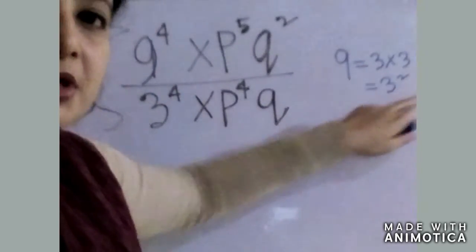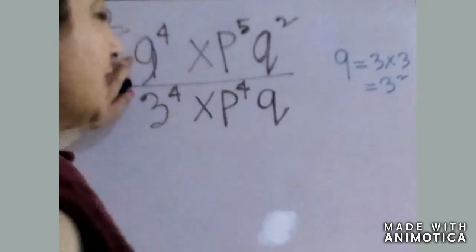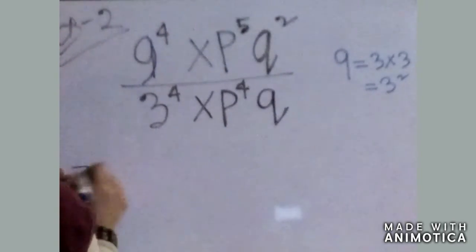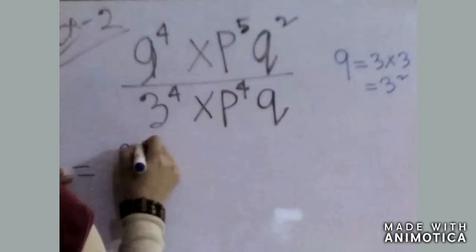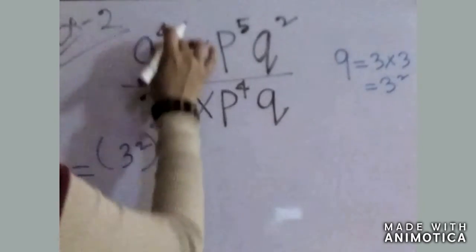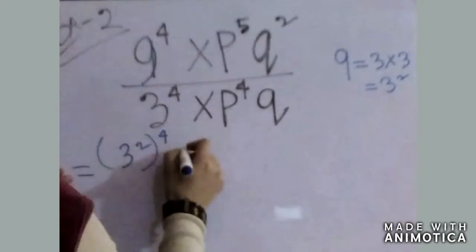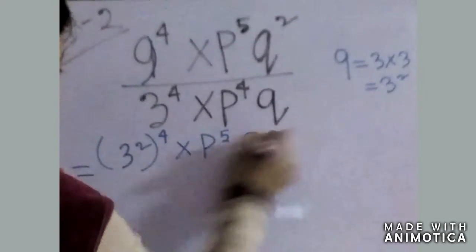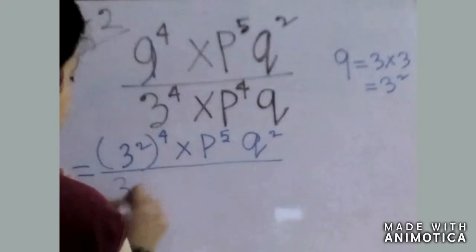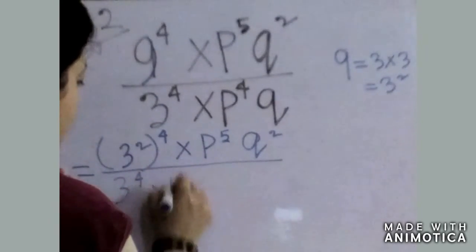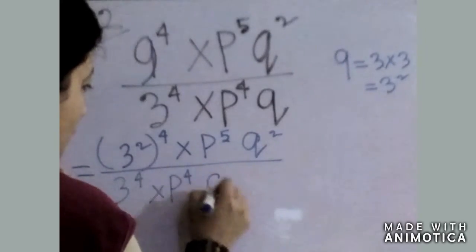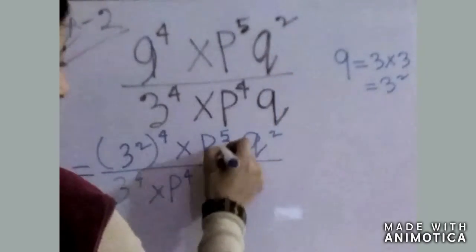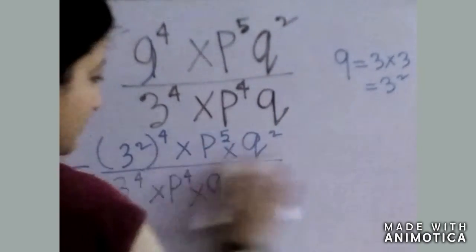Yes, 9 is equal to 3 into 3, that means 3 square. So we are converting this 9 into 3 square. Now instead of 9 we are writing 3 square, and outside this was 4 power into 5 p to the power 5 q square by 3 to the power 4 into p to the power 4 q. As p to the power 5 and q square are multiplying, we can write a multiply sign here also, no problem, just splitting.